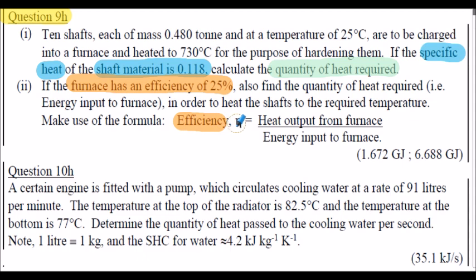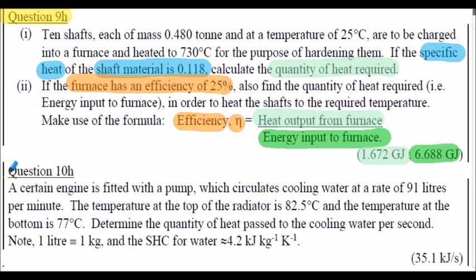Efficiency eta is equal to the heat output from the furnace. That's the heat energy required in part 1. So what's the heat energy required to the furnace? So a little bit of transposition of the equation here to calculate the heat energy required to the furnace, assuming it's only 25% efficient. I'll let you think through the problem for yourself. The answers are shown in the bracket here.